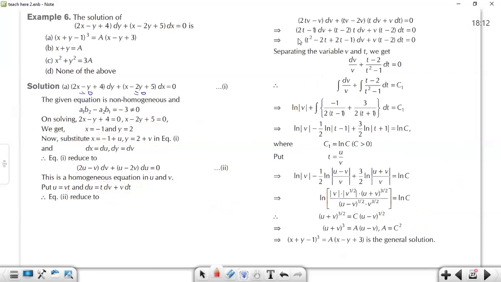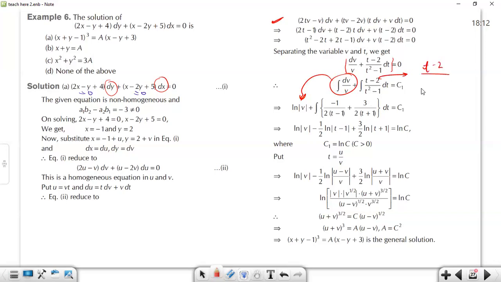Then, further on, we have reduced and substituted dy and dx, and now the whole differential equation is in terms of v and t and dt and dv. Further on, we'll solve this equation and separate v terms with v and t terms with t, and then on integrating, this will simply become a logarithm, and this we have to break down.